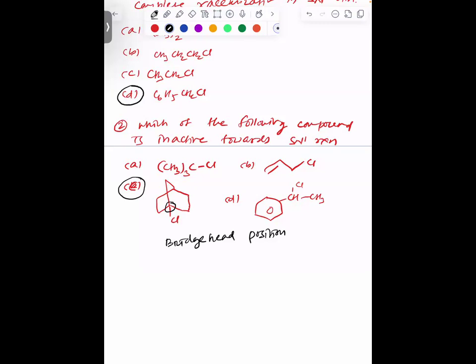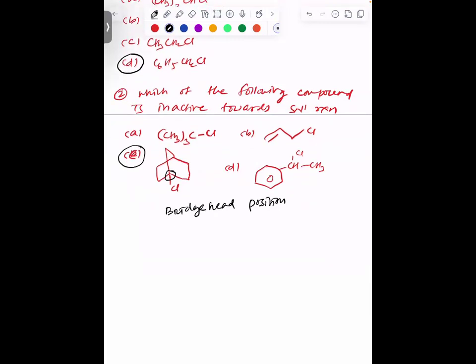So I think it is clear. At the bridgehead position, neither the elimination nor the substitution reaction can take place. So option C cannot undergo elimination or substitution easily, so that is least reactive or inactive towards SN1 reaction.